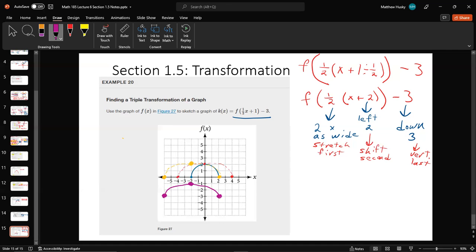So we stretch it first, then we move everything left by 2 spots. Then from there, we move everything down by 3. So that's it. That is the end of that section.